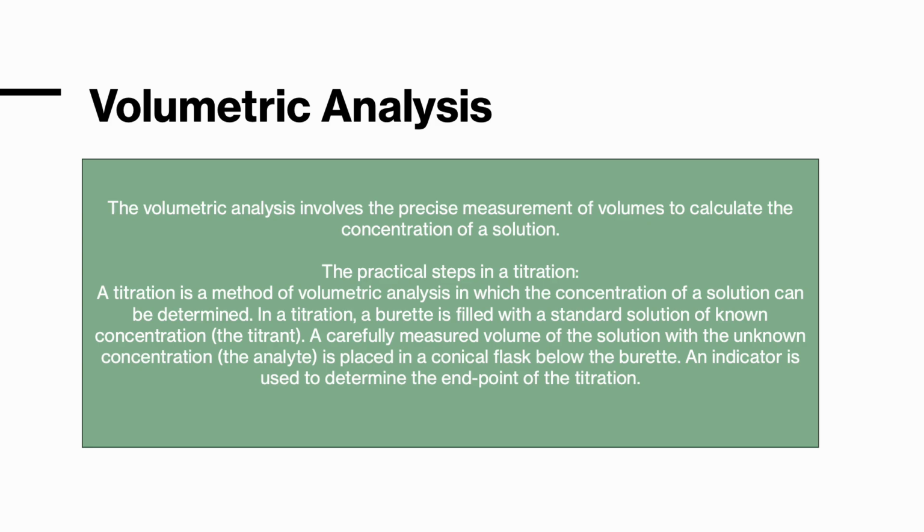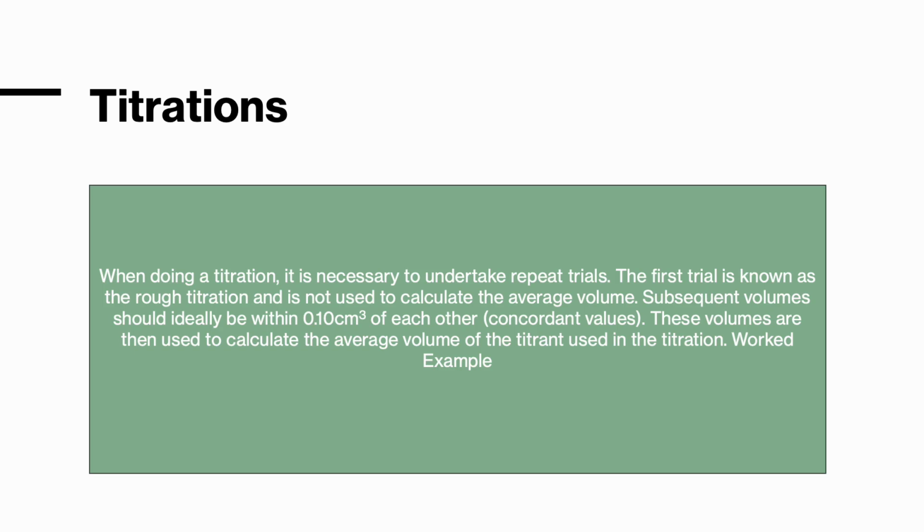An indicator is used to determine the endpoint of the titration. So when doing a titration, it is necessary to undertake repeat trials. The first trial is known as the rough titration, and is not used to calculate the average volume. However, some subsequent trials with their subsequent volumes should ideally be within 0.1 centimeters cubed of each other.